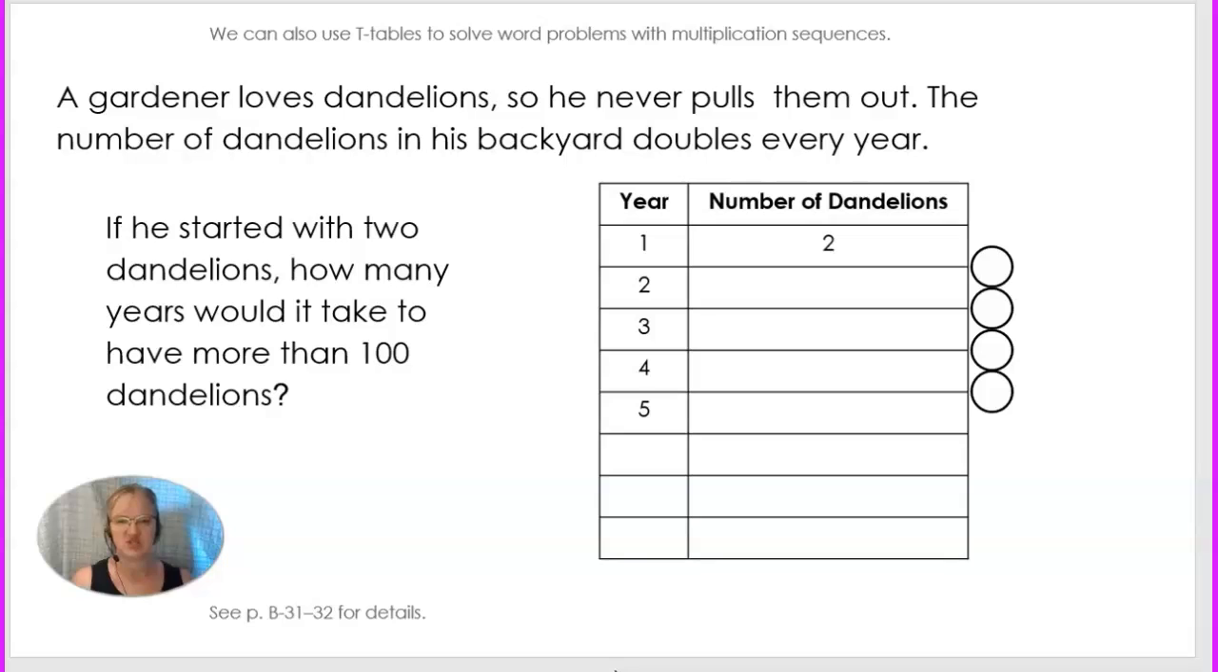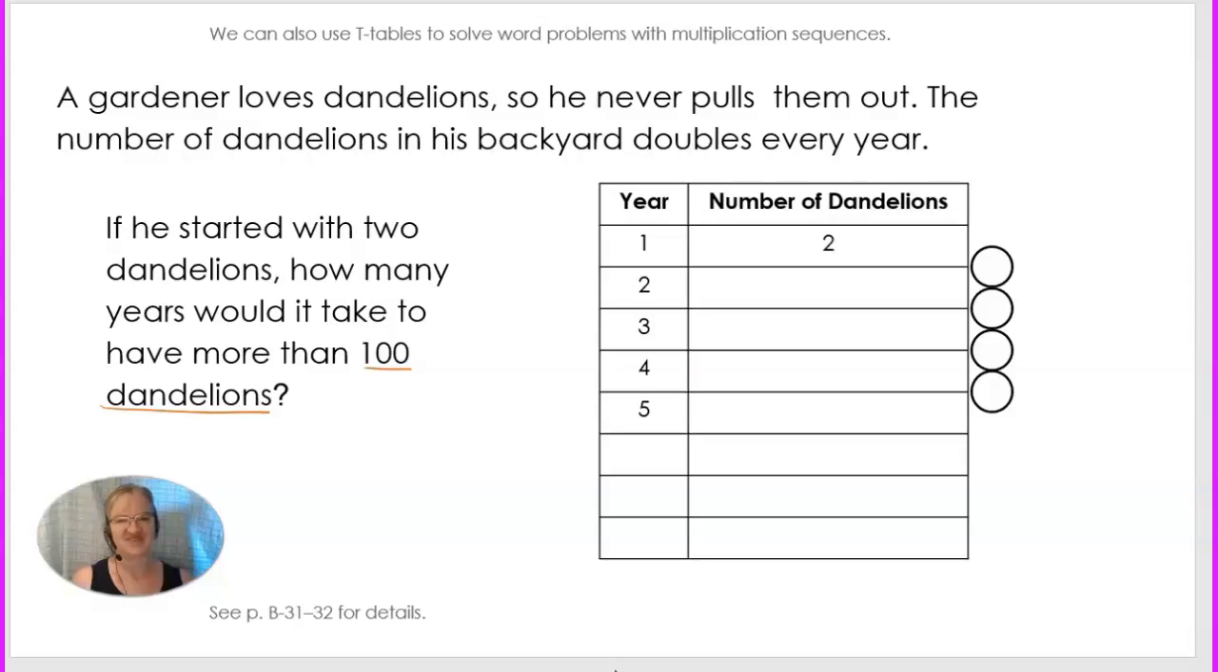So if you started with 2 dandelions, how many years would it take to have more than 100 dandelions? Take a guess. Think of how many you think it would be. How many years would it take? Maybe 10 years? Maybe 12? Would it take only 5 years, like they have on the table here?